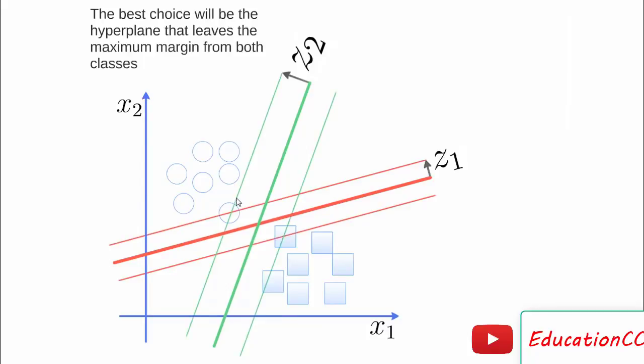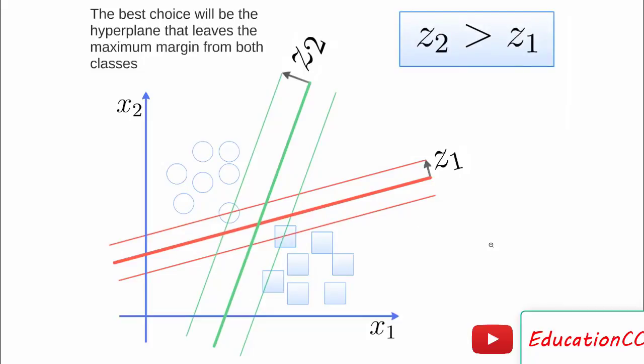The margin is this distance between the hyperplane and the closest elements from this hyperplane. In the case of the red hyperplane, we have this distance, so this is the margin which we represent by z1, and in the case of the green hyperplane we have the margin that we call z2. We can clearly see that the value of z2 is greater than z1, so the margin is higher in the case of the green hyperplane. So in this case the best choice will be the green hyperplane.